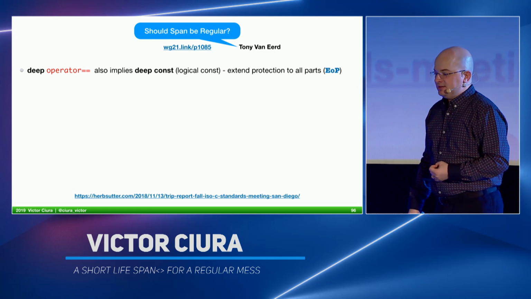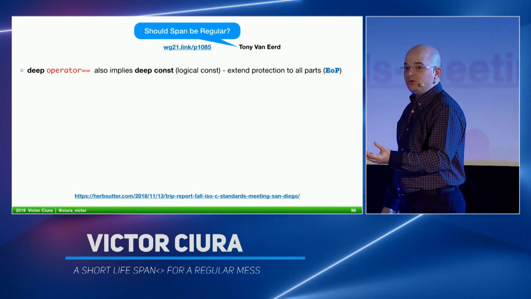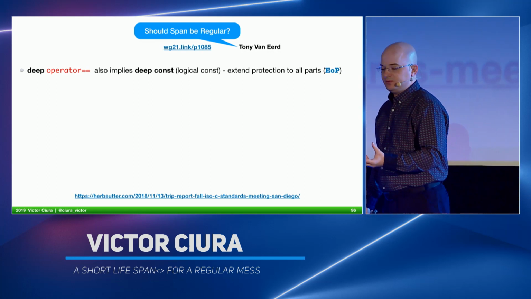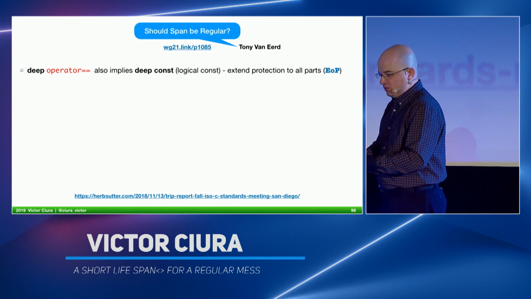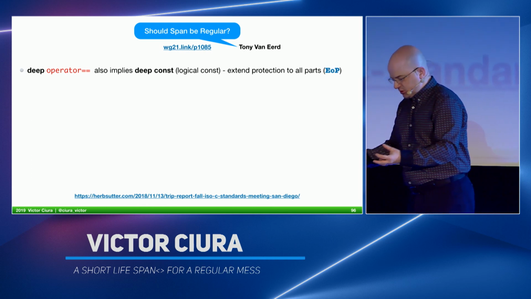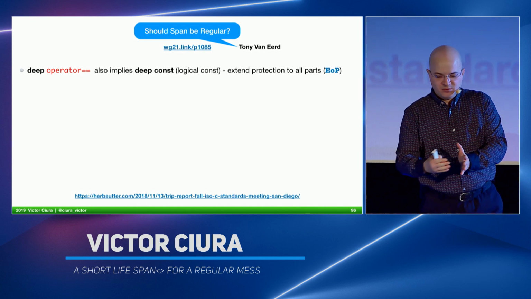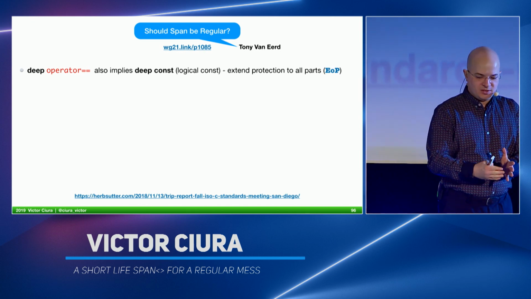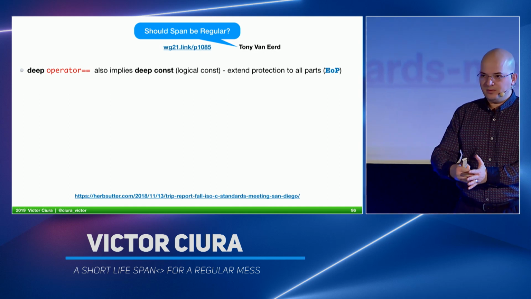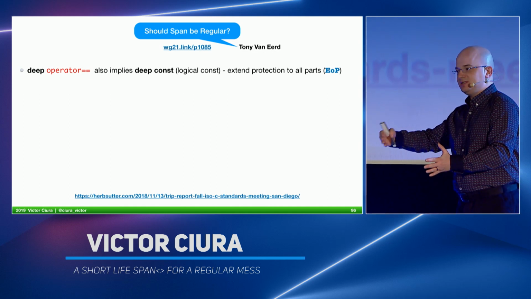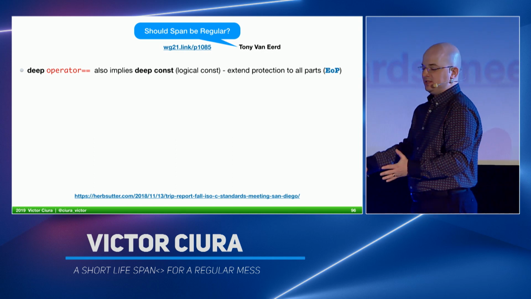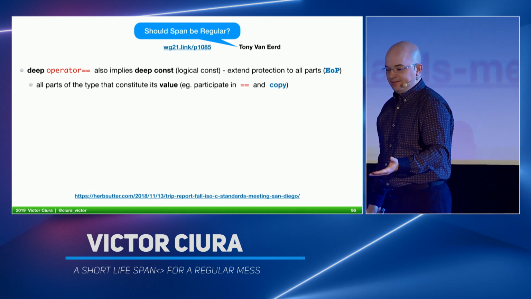So deep equality implies deep const, logical const, so as to extend this protection to the underlying data. Whenever we do deep equality comparison, we also want to be consistent and have deep const. And span cannot guarantee that.